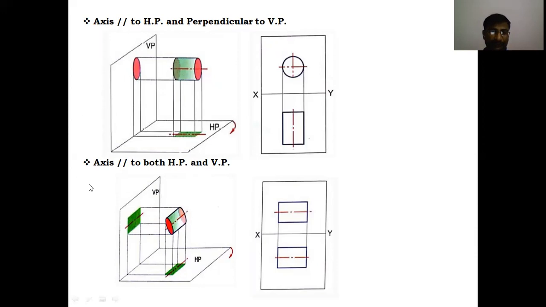Third position, axis parallel to both the HP and VP. When we look from this side, the front view is a rectangle. When looking from the top side, the top view is also a rectangle. Okay, so front view is a rectangle above the XY line, and top view is also a rectangle. Cylinder looks like a rectangle in both views, front view and top view, when the axis of the cylinder is parallel to both HP and VP.